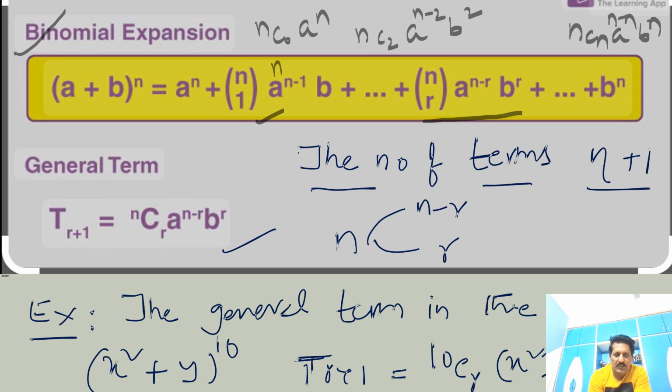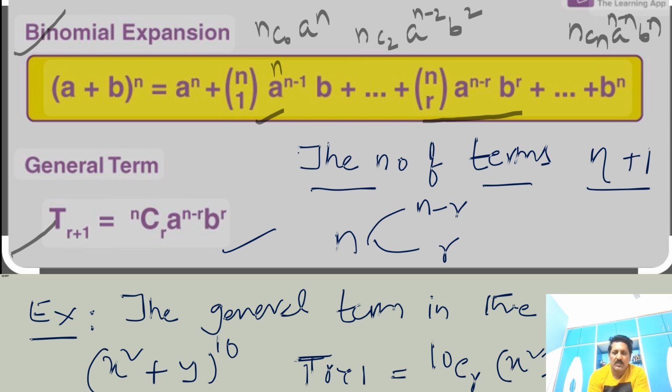So T(r+1) is equal to nCr a^(n-r) b^r. By using this, I can write any term in the expansion. Suppose to get the first term, r is equal to 0, and to get the second term, r is equal to 1. To get the third term, r is equal to 2. Like this, I can write any term in the given expansion.